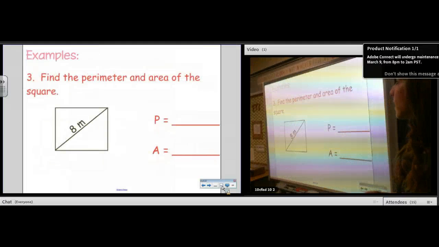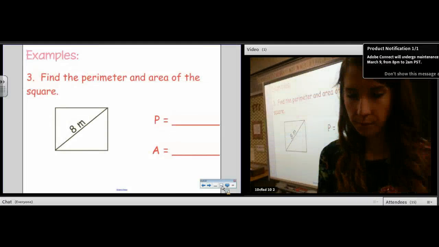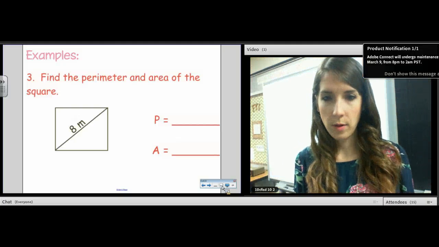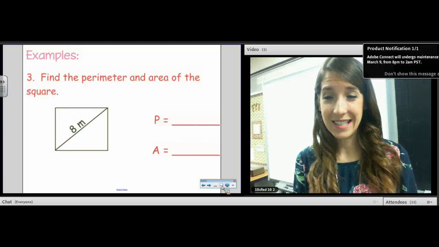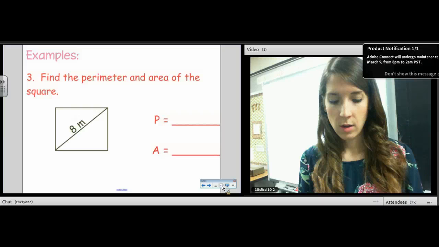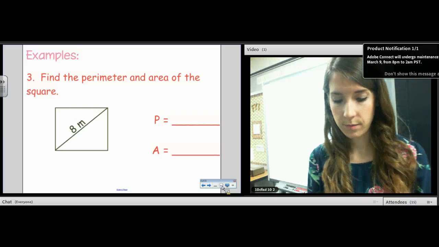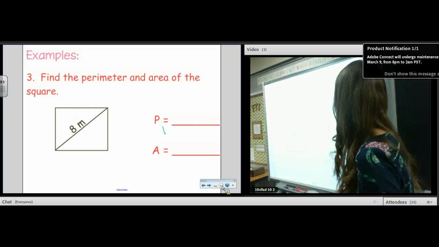Find the perimeter and area of the square. Brandon, you get perimeter. Albert, you get area. Since it didn't say to round, that means we are keeping our answer exact. Brandon and Albert.